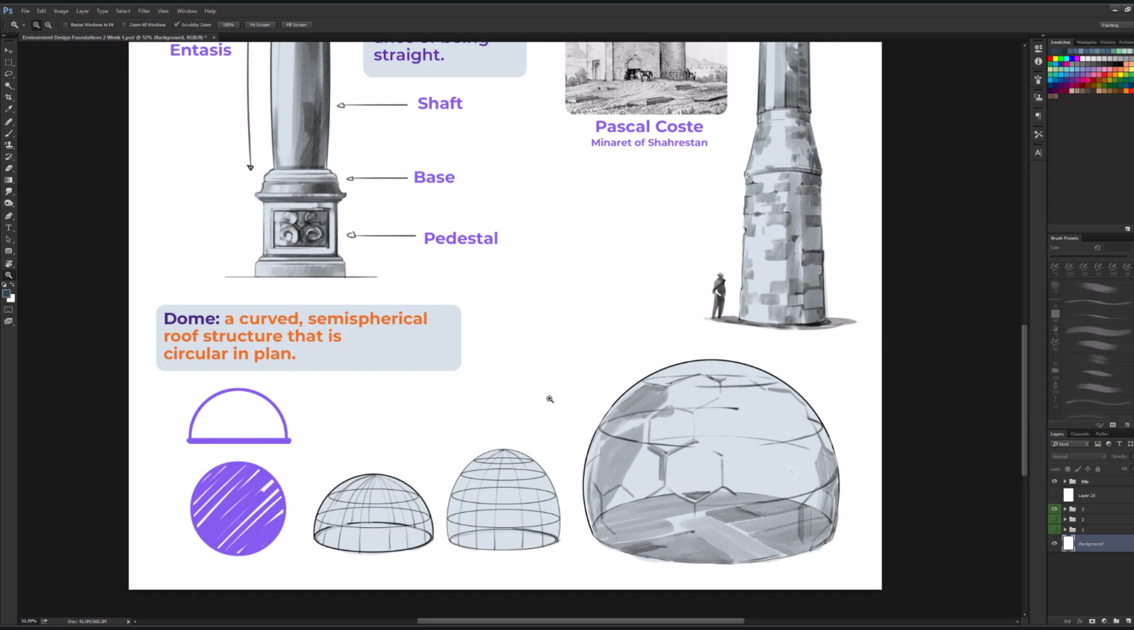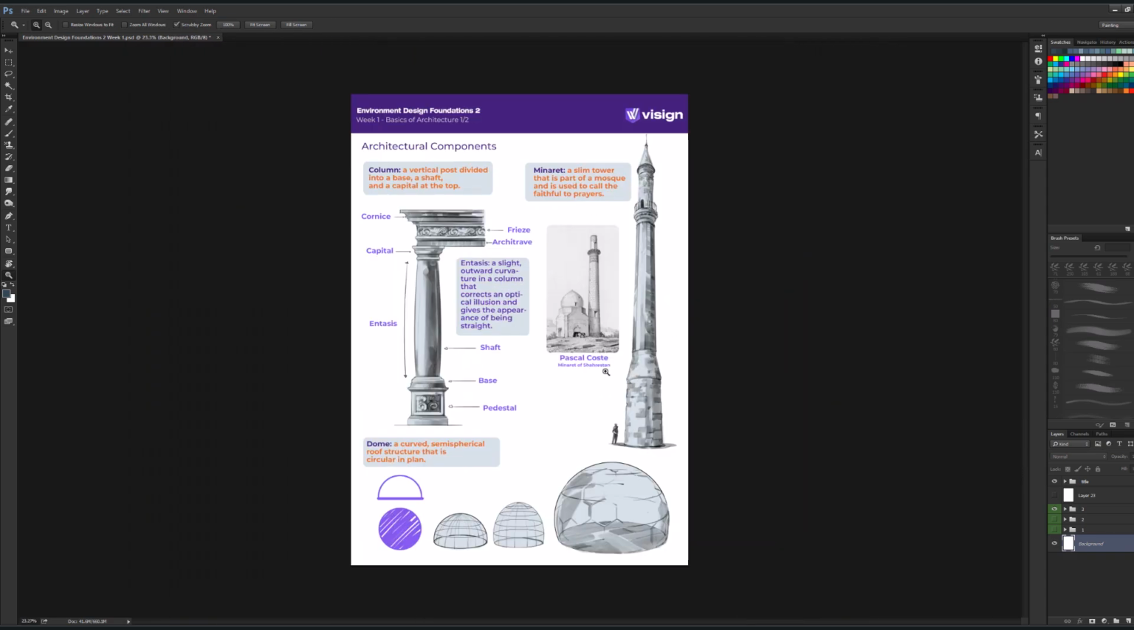The dome is important because it's used in so many things. It's used in sci-fi, and in different types of spaces and different types of interiors. Therefore, you want to know about the dome because it can be used in so many cases.